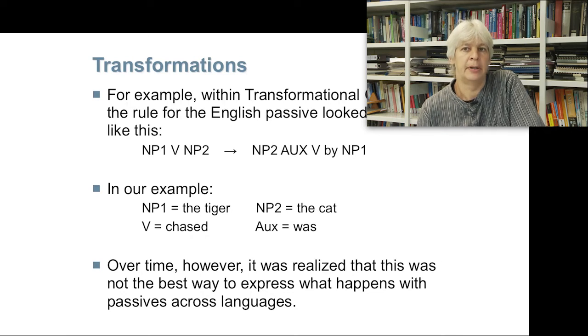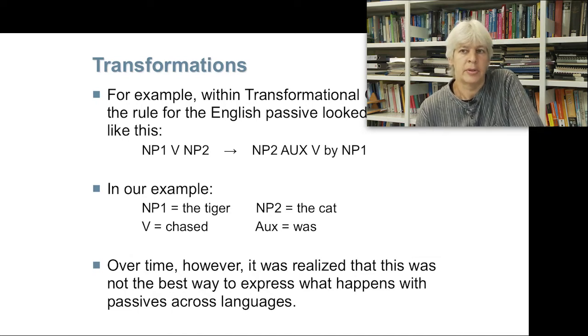So in our example, the NP1 is the tiger, the verb is chased, NP2 is the cat, so the active part would be the tiger chased the cat, and we would take that and transform it into NP2 first, so the cat, an auxiliary was, the verb chased, the preposition by, and NP1 the tiger, so the cat was chased by the tiger. So this is a very general transformation, and this is how you made passives.